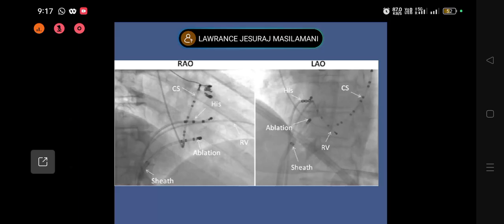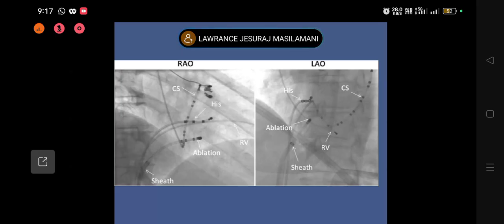So you can see in RAO view clearly a coronary sinus catheter with the CS os clearly visualized. And you can also see a His bundle catheter electrogram. You see a proximal His bundle catheter, the proximal part, and your ablation catheter is well below the His bundle catheter.